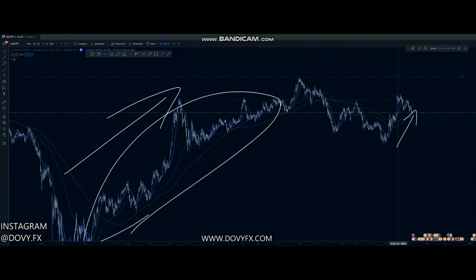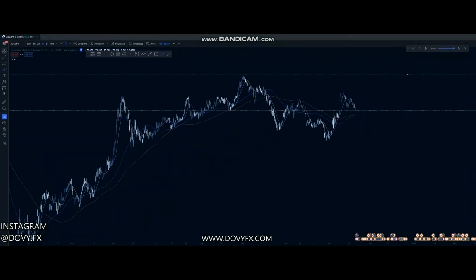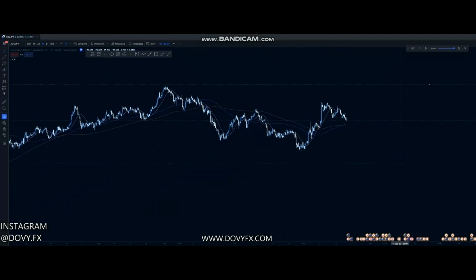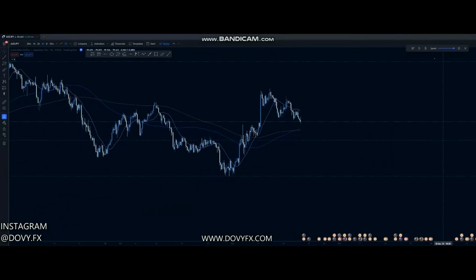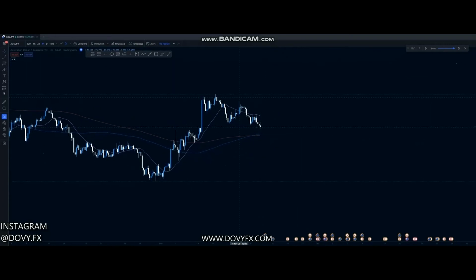So we're only looking for longs. We're looking for the retracements to the downside, right? So what do we see here? We see that the price is moving up with some nice momentum, forming a series of higher highs, higher lows, higher highs, higher lows, higher highs, and so on.